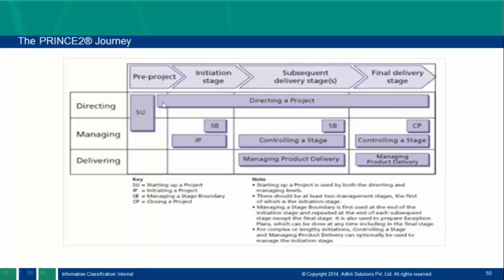Here we have directing people. These are my directing people, and they provide authorization every time. If you want initiation, they will authorize initiation. For subsequent delivery, they will provide the authorization. Even closure authorization is also given by the directing people. So that's why we take directing a project as second here, because it starts from pre-project to closure.